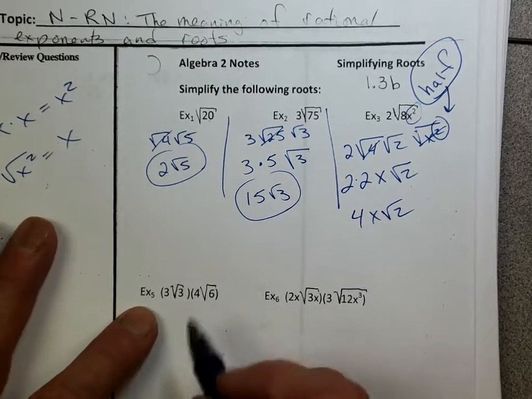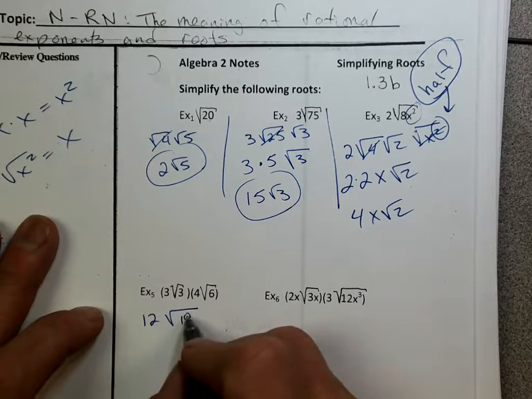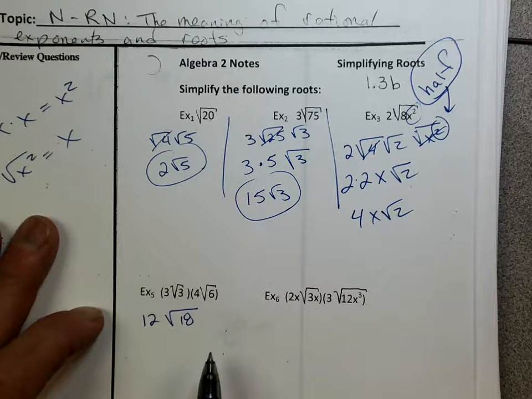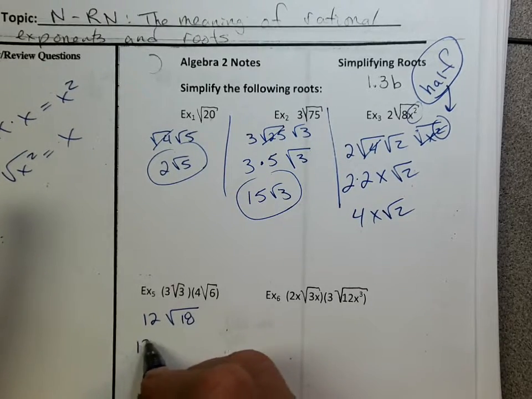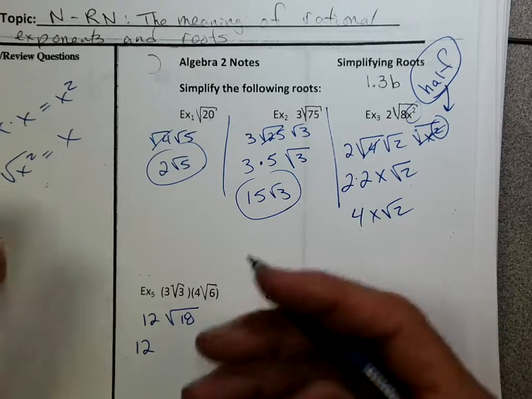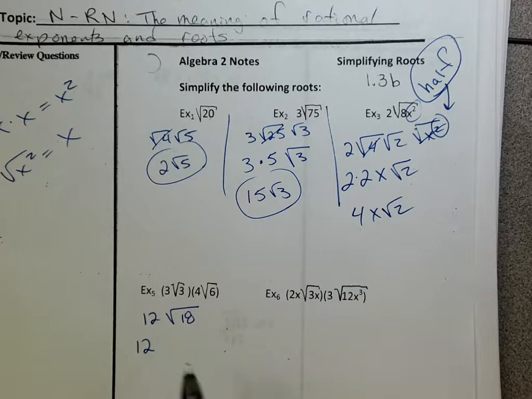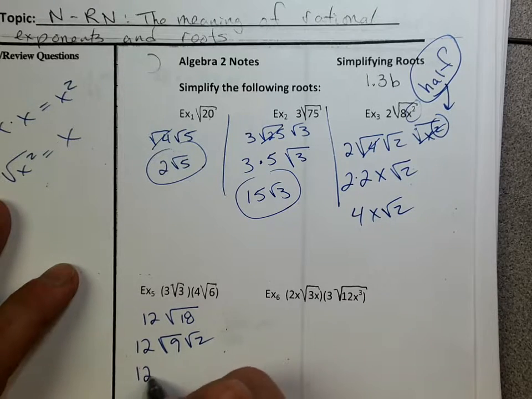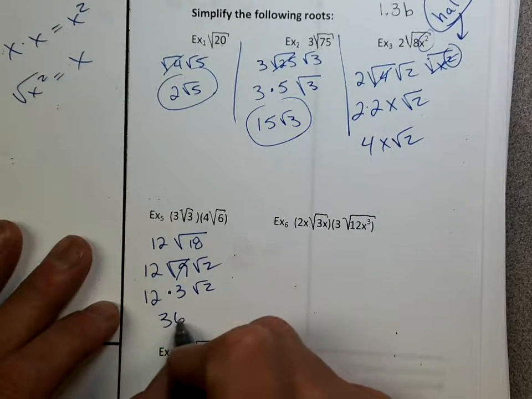Okay, example 5. 12 square roots of 18. Multiply regular numbers with regular numbers and square root numbers with square root numbers, okay? Now the 12 is a regular number, so we're going to leave it as 12. But the 18, we can break it down. 6 and 3, the multiple is 18, does not help me. But 9 and 2, right? So let's make it a 9 and a 2. Square root of 9 is 3. 12 times 3 is 36. Square root of 2.